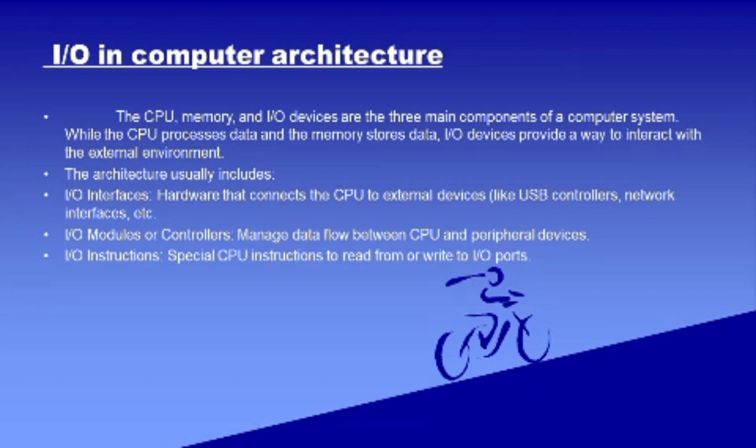The architecture usually includes input or output interfaces. Input or output interfaces are the hardware that connects the CPU to external devices, like USB controllers and network interfaces, and we have a whole lot of them, but I just gave two here.